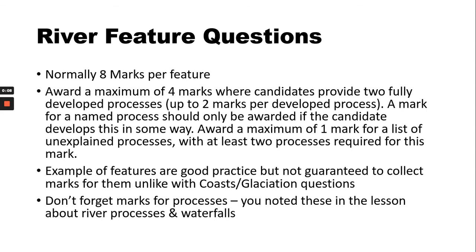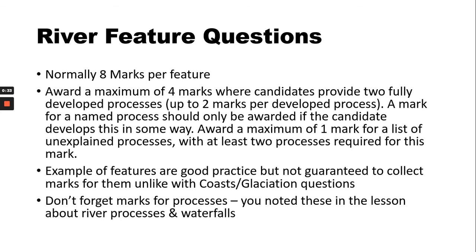Again, a quick reminder, normally 8 marks a feature, 4 marks for processes, 1 mark for a list of unnamed or unexplained processes. But when you're explaining them, make sure you talk about how they work, where they're working on the feature specifically, and use your diagrams and labels to do that, and really make sure you say how they change the feature shape, and you'll do that within the model answers I give you here.